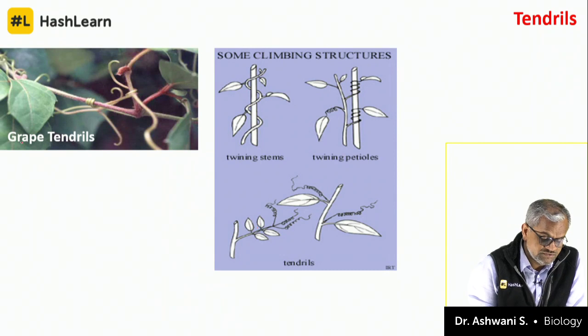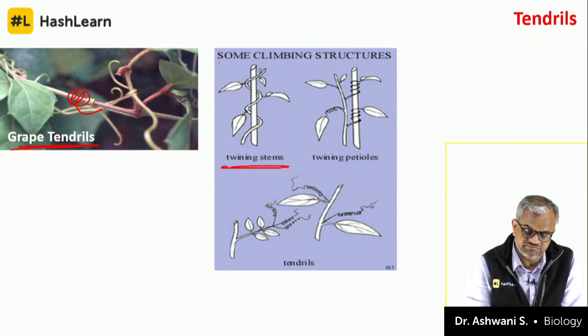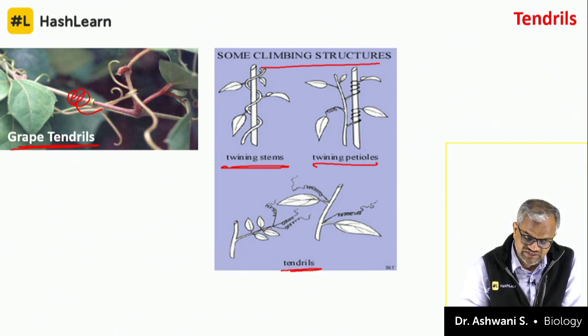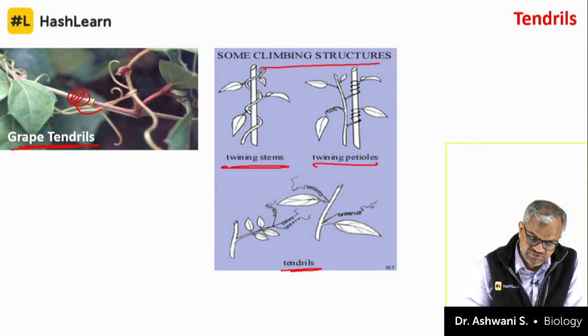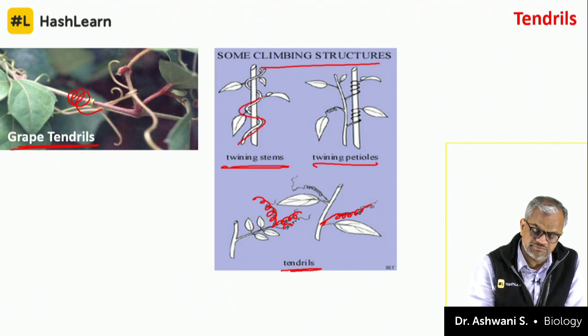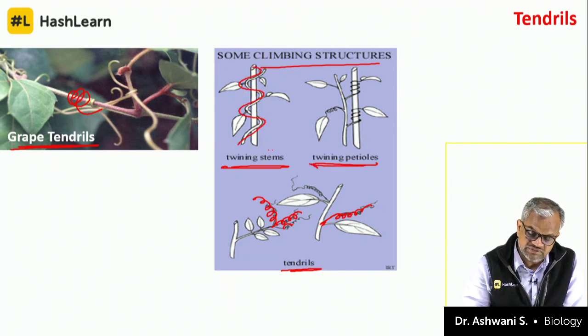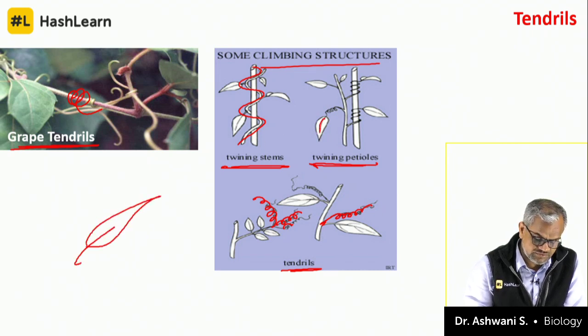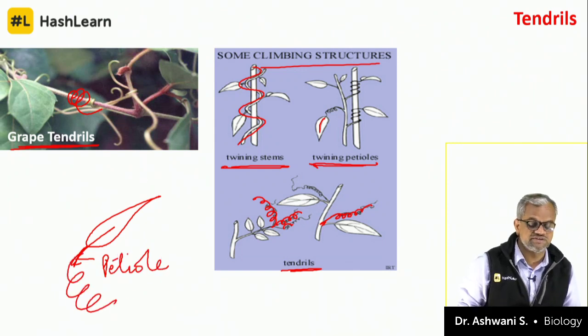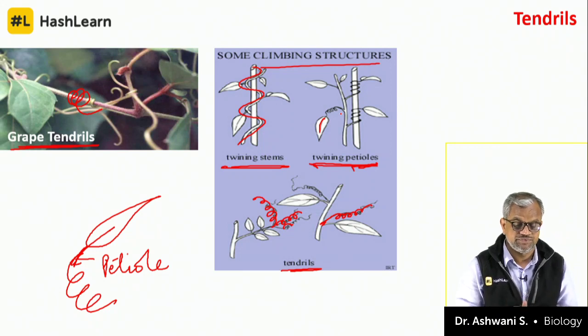Somebody was asking tendrils. Grape vine, you see these are the tendrils which twine around. Twining stem, some climbing structures, twining petioles, and this is tendril. When the leaf or the stem tip turns into a wire-like structure, they are called as tendrils. Here it is coming from stipule, this is stipular tendril. You see twining stem, and here you see twining petiole. This is the leaf, this is called as petiole, and when this petiole turns into a tendrilar structure, it is called as petiole tendril, right? So you can see twining petiole.